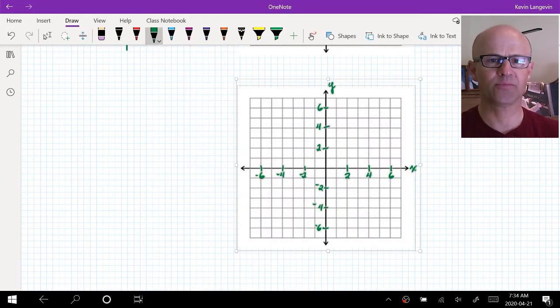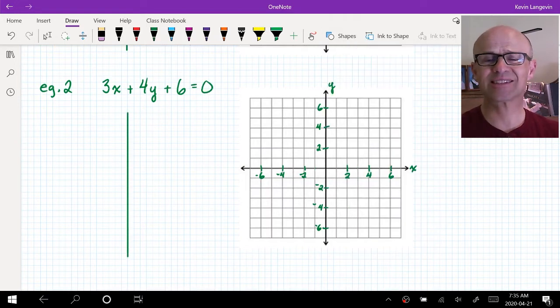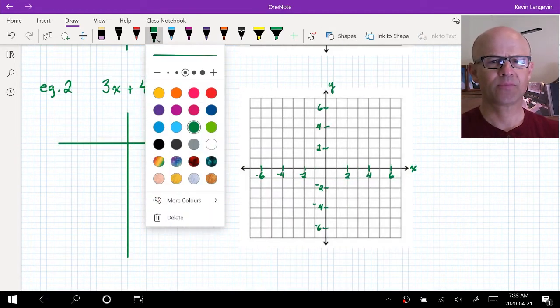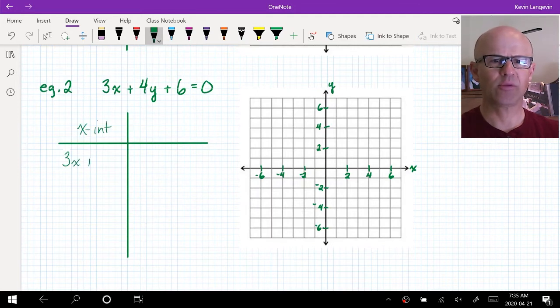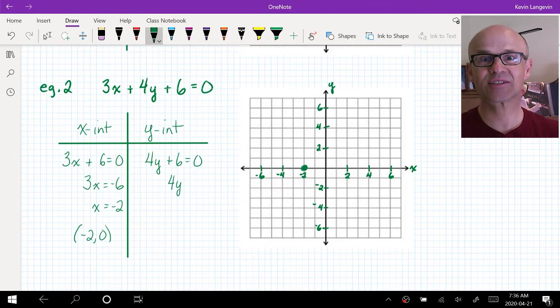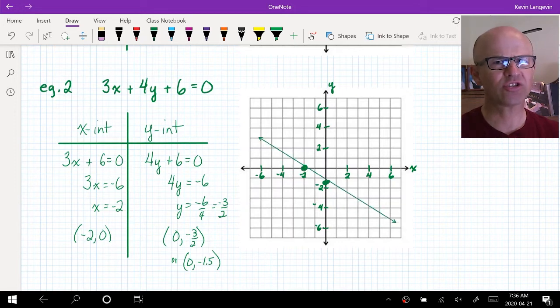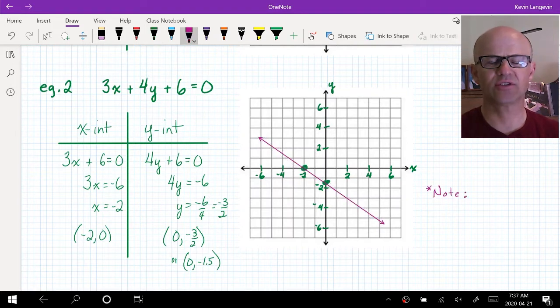Let's look at another example. Suppose I have 3x + 4y + 6 = 0. I go again about working with my table. I'm going to show a little bit less this time. So for the x-intercept, we just get rid of the y piece. For the y-intercept, we just get rid of the x piece. We solve each one, we get (-2, 0) for the x, and (0, -1.5). Hard to draw on the graph, but we are able to manage. But you have to be very precise with your points, otherwise it's very easy to throw your line off.